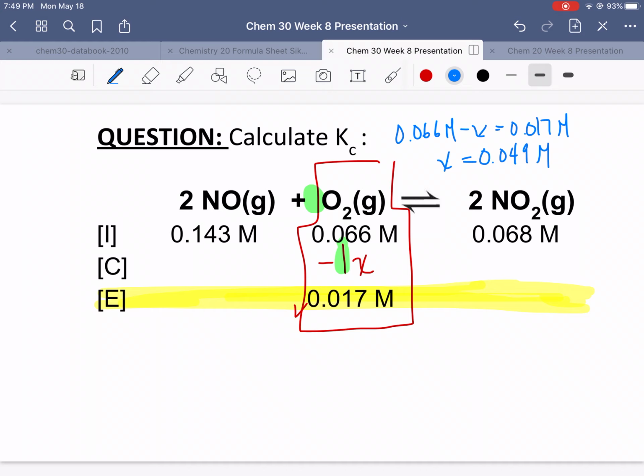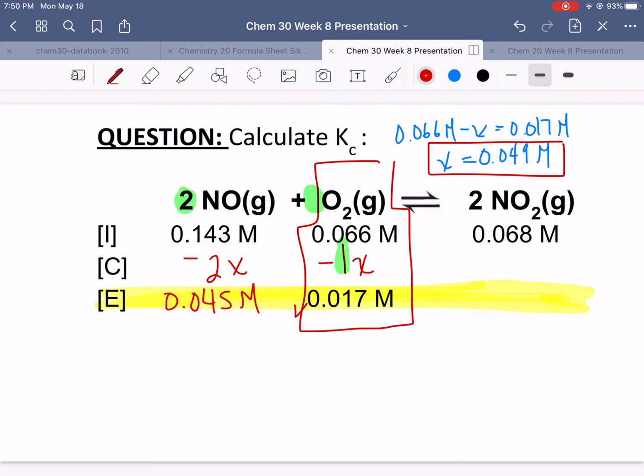If oxygen is a reactant and it's going down in concentration, then the other reactant, nitrogen monoxide gas, is also going to go down. However, it's going to go down by a factor of 2 because of the coefficient. So we'll go minus 2x, knowing that x is equal to 0.049 moles per liter. Work it out, we get 0.045 moles per liter. Oh, we're getting somewhere. Now we know 2 of the equilibrium concentrations.